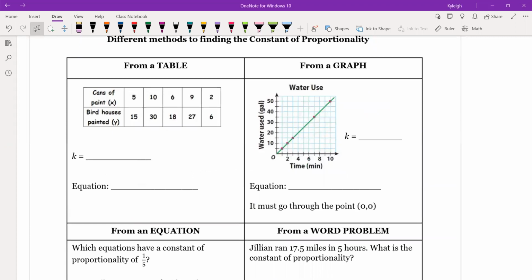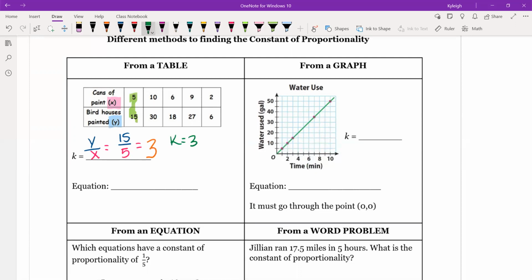So here's important things about the table. We have x and we have y. Remember, the constant of proportionality is y over x. So you can pick any value you want in the table. I'm just going with the first two. Okay, so y is 15 and x is 5. So what does that simplify to? Well, that simplifies to 3. So that means k equals 3.